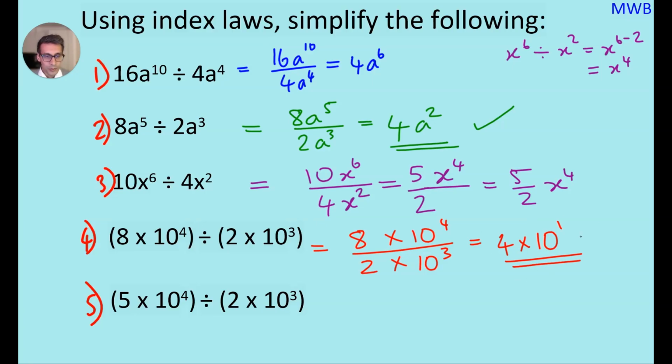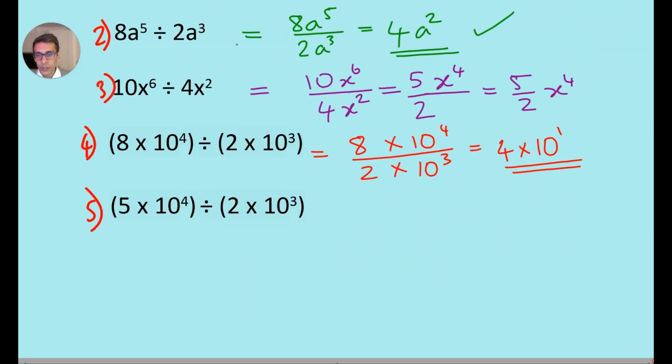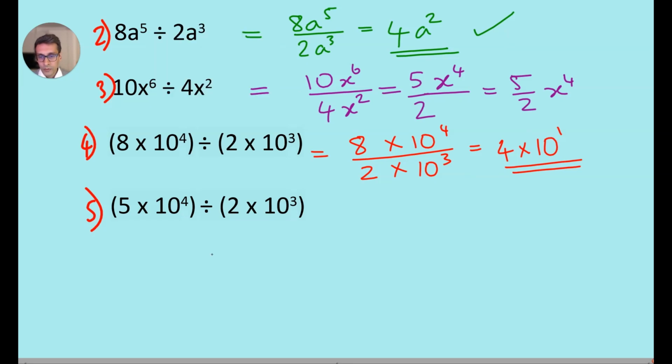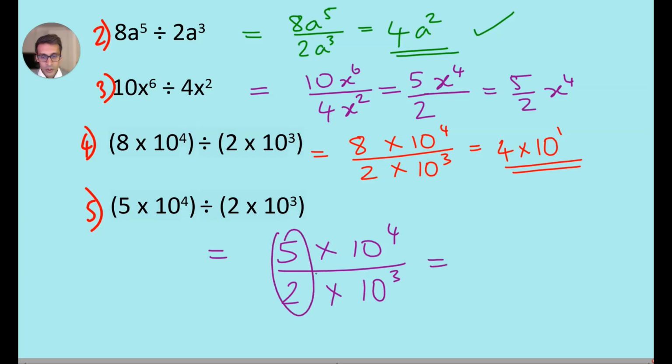Happens to be in standard form here. And in the last example, we're going to write this as a fraction. So 5 times 10 to the power 4 over 2 times 10 to the power 3. So 5 over 2 just stays as 5 over 2 since it doesn't simplify.